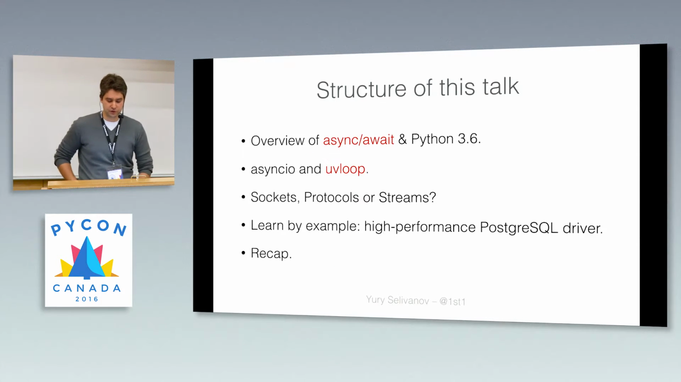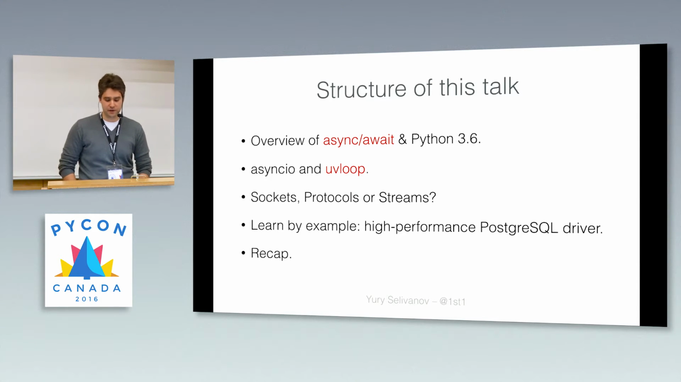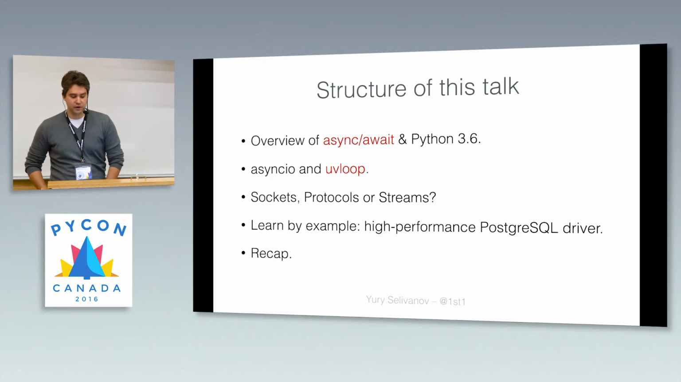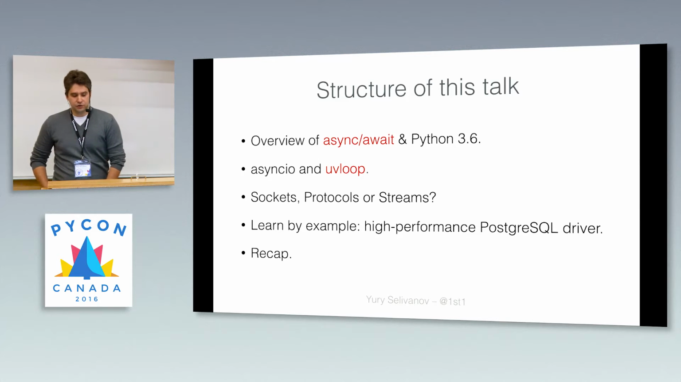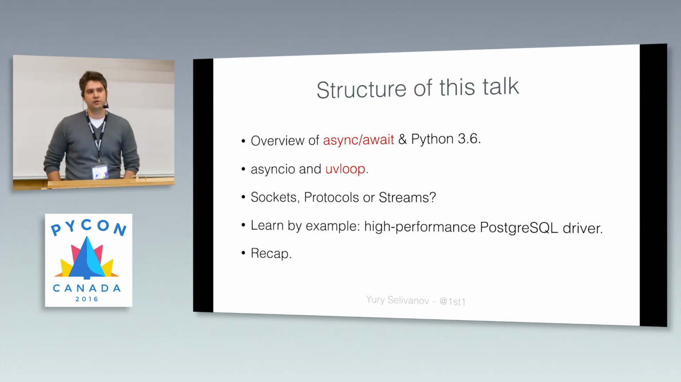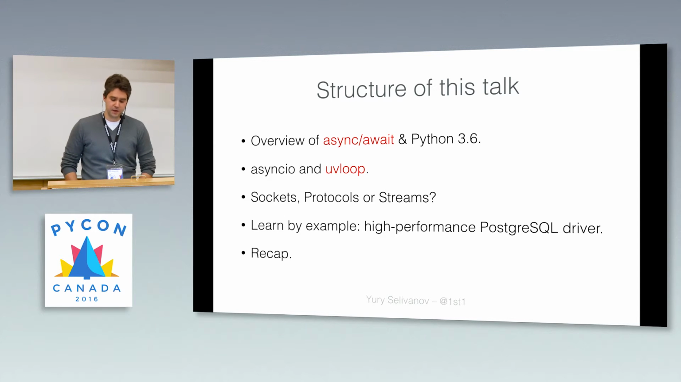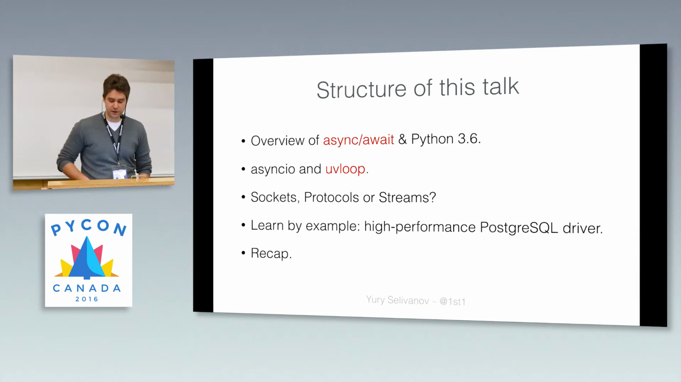So the structure of this talk will quickly overview async await coroutines and what's coming in Python 3.6. We'll talk about Async IO and uvloop. Then we'll talk about how you do I/O, how you implement protocols in Async IO. This is the part of the talk that is aimed for library developers and framework developers. Then we'll talk about AsyncPG, a high-performance Postgres driver, and then we'll recap.